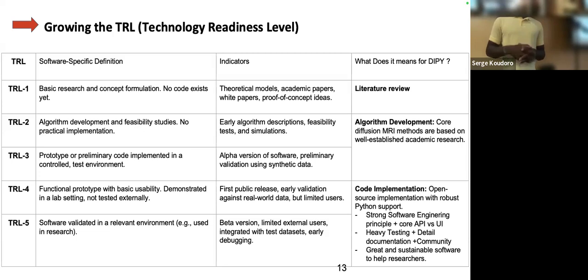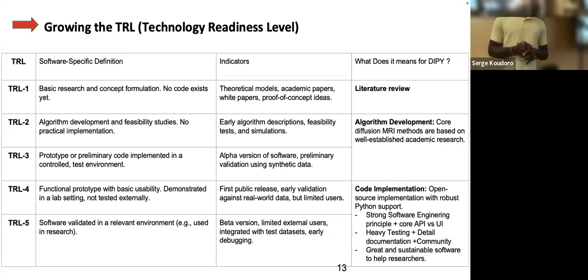So our goal is to climb up the TRL. In a research lab, usually TRL 1 to 4 is what a PhD student or a postdoc does. So coming from the literature review, then starting to implement the algorithm, then the software tools that go with the algorithm, and at the end of the PhD, the first public release, putting it out and hoping for the best, that it is used.